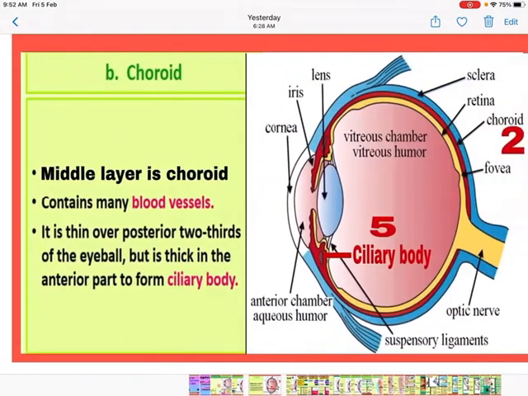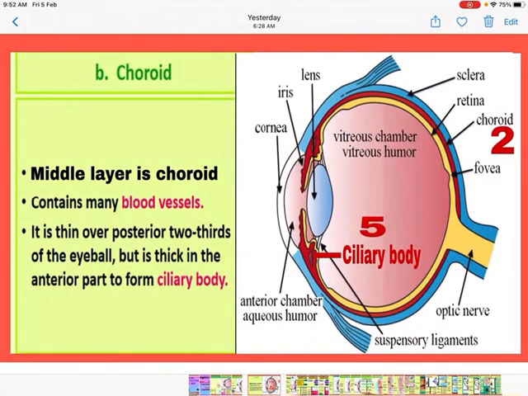Now, second layer, choroid, it is middle layer of eyeball. See labeling 2 in diagram. It is shown by red color. Now, note special features of this layer. It contains blood vessels and looks bluish in color. Posterior 2/3 part of choroid is thin, and see towards anterior it is thick and it forms ciliary body. Labeling 5 in diagram is showing ciliary body.